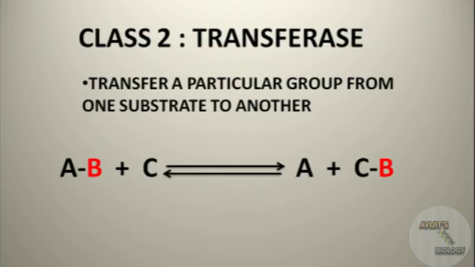Now let's move to the next class, that is transferase, the second class of enzymes. From the name we can identify that a transfer is happening here. Of which? Yes, that is the transfer of groups. Enzymes of this class transfer a particular group from one substrate to another. For example, look at the reaction which I have given here. In this reaction catalyzed by transferase, the B group of the A molecule is transferred to the C molecule. Here A is the donor and C is the acceptor.